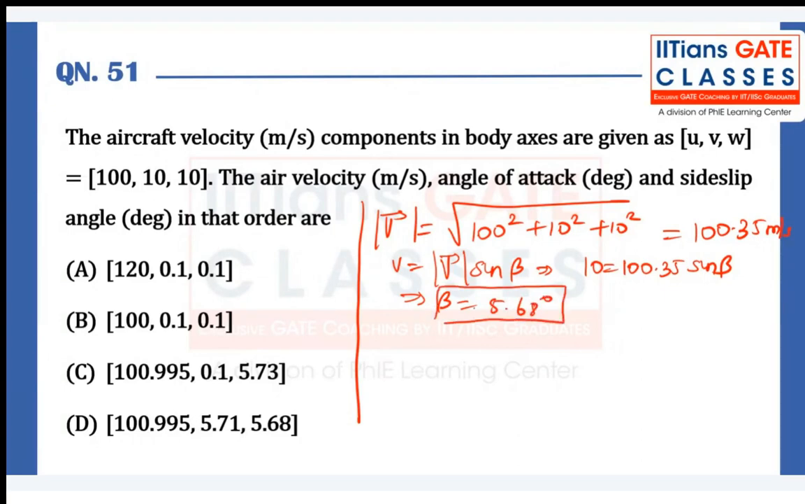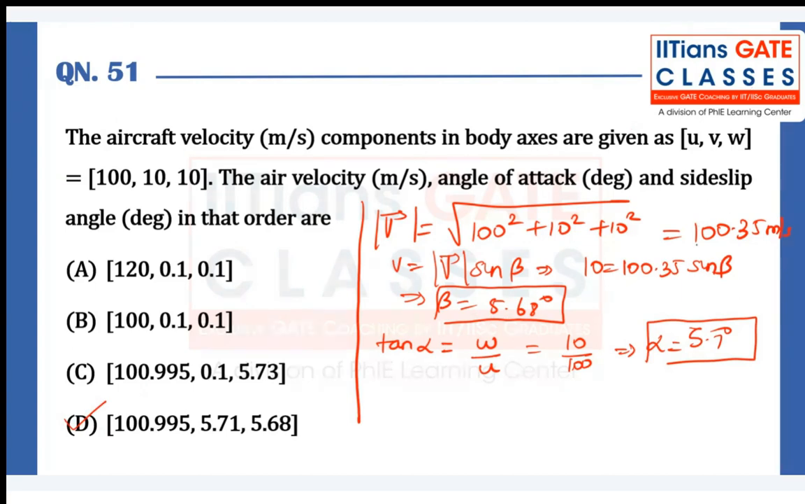Let's bracket that. Next is asking the angle of attack, right? So what is the angle of attack? So I know that tan alpha is basically W by U. Okay. So this is basically 10 by 100. So from here, get the angle of attack. So angle of attack will be tan inverse of 1 by 10. That turns out to be 5.7 degree. So if you go to the options, so 5.68 and 5.7. So this is the velocity.